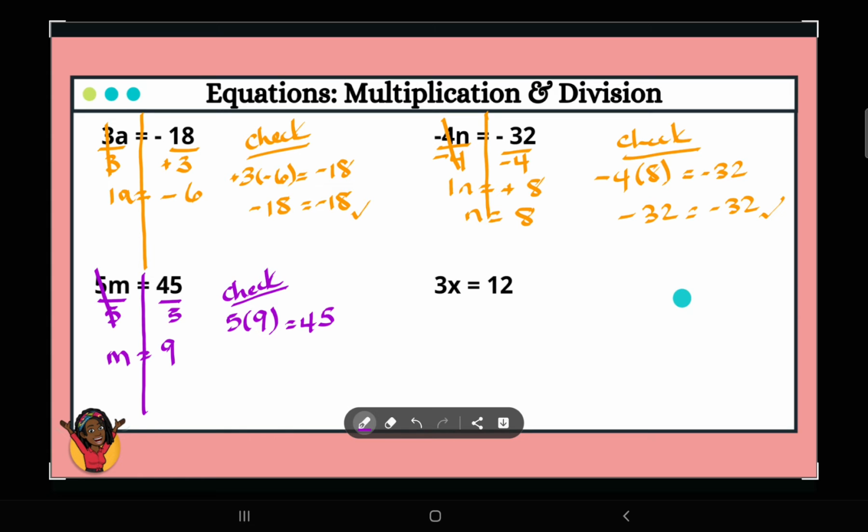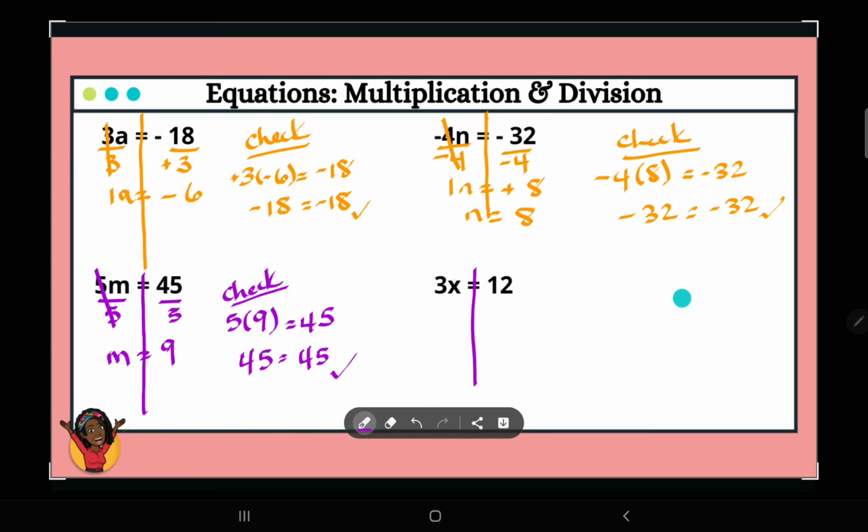And when we have the same number on both sides, we know that it is a solution because it is equal to itself. 5 times 9 is 45, which is equal to 45. Okay, so 45 is equal to itself, which is 45. That means our answer is correct. Now, what happens if our answer is not balanced on both sides? Then I know I made a mistake and I have to go back and recheck my work.